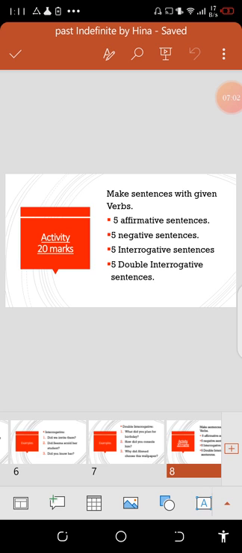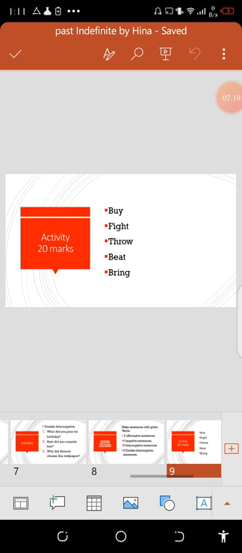Next is the usual activity, but this activity is not of 10 marks, it is of 20 marks. Make sentences with the given verbs: 5 affirmative, 5 negative, 5 interrogative, 5 double interrogative sentences. Here I have given you 5 verbs. First of all, put the heading and make 5 interrogative, 5 double interrogative, 5 affirmative, 5 negative sentences, and the same with the other verbs.